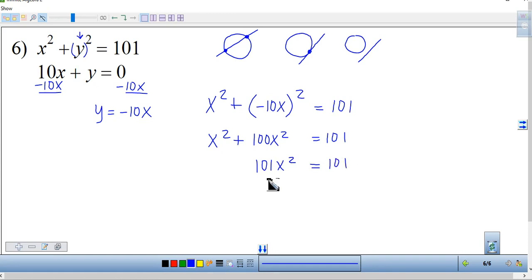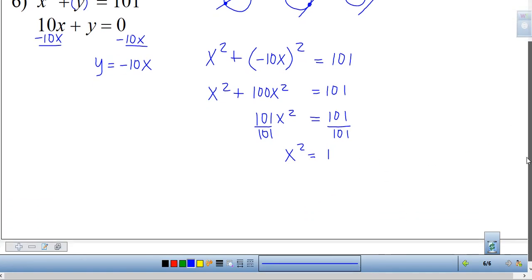To solve for x squared, I'll divide by 101. And I get x squared equals 1. Now I don't want x squared, I just want x. So we use the opposite operation, which is to square root on both sides. But you got to remember, if you put a square root into the problem, you have to put a plus or minus in front of the answer side. So x is equal to both positive 1 and negative 1, which means we're going to have 2 points.